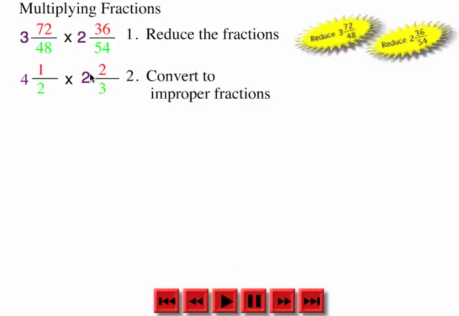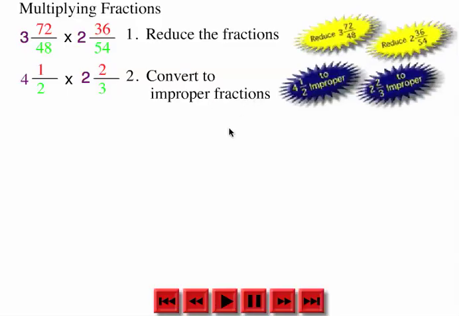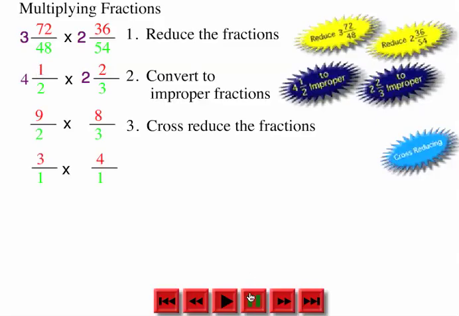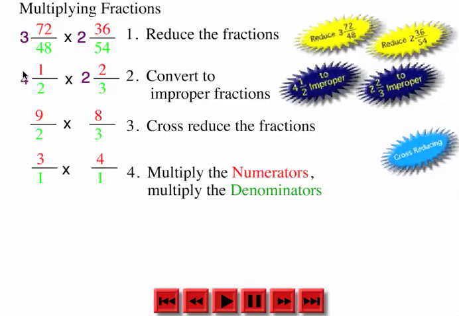So we have 4 1/2 times 2 and 2/3. I want to convert to improper fractions. To do that, I multiply this way and add that way. Let me just pause here. So we have 2 times 4 is 8, plus 1 is 9. Here we have 3 times 2 is 6, plus 2 is 8. Alright, so we have 9/2 times 8/3.